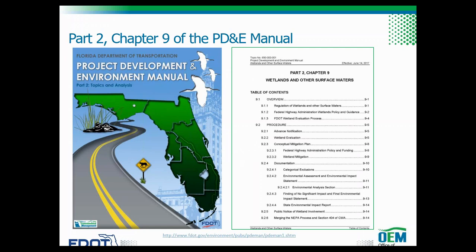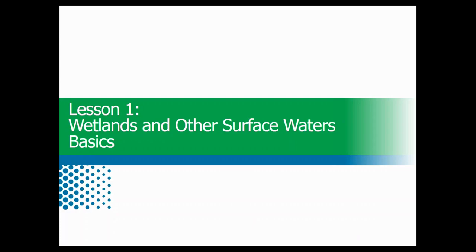Guidance on wetlands and other surface waters is provided in Part 2, Chapter 9 of the PD&E Manual. You may want to have this chapter handy as you go through these lessons. This chapter is available on FDOT's Office of Environmental Management, or OEM's, website using the link at the bottom of this slide. This link can also connect you to other chapters of the PD&E Manual that are referenced throughout this training.